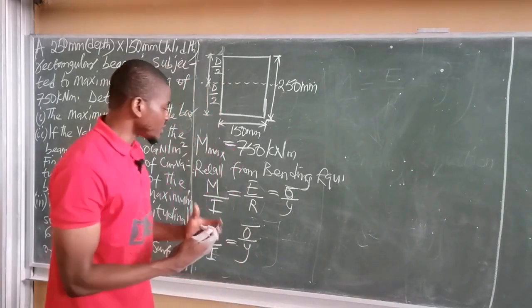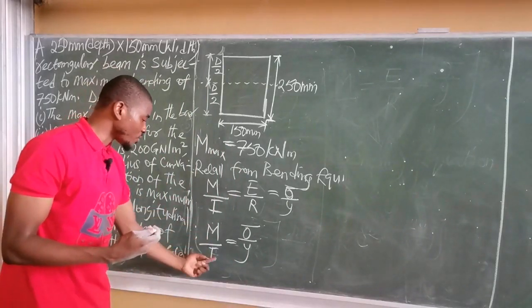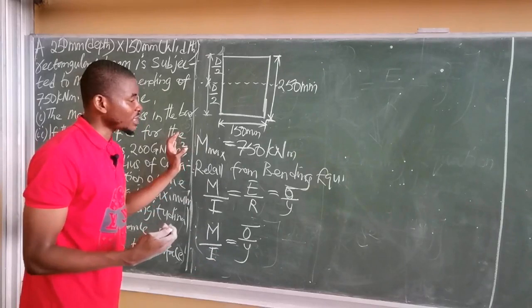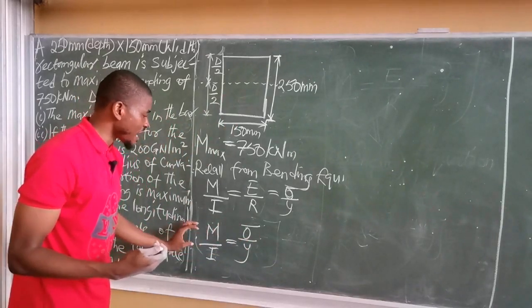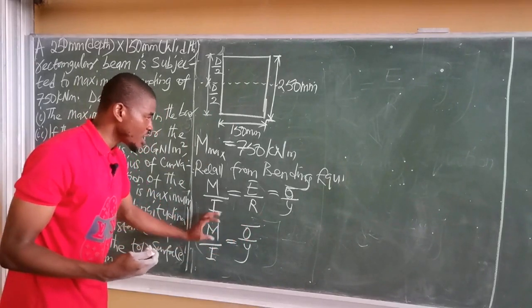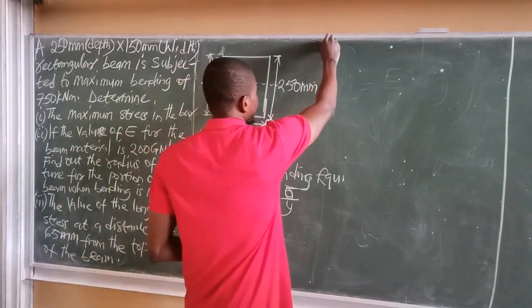In the question, I was given a maximum bending moment, so that can stand for the moment. I know how to find my moment of inertia because it's a rectangular section, and I'm looking for the stress itself. So I can only relate these two and not the middle one. Okay, so let's try it now and see.